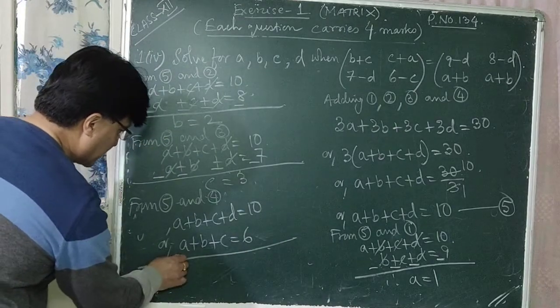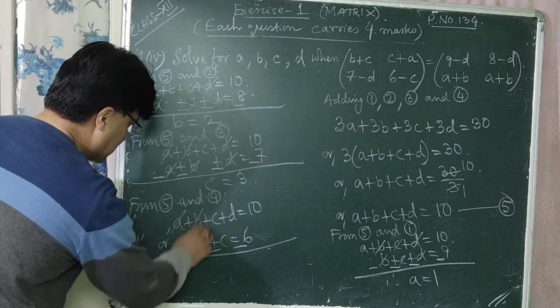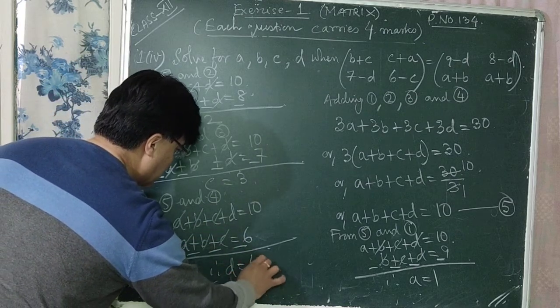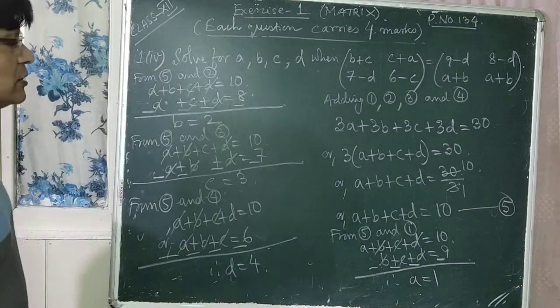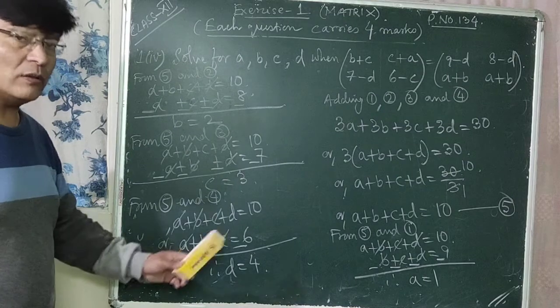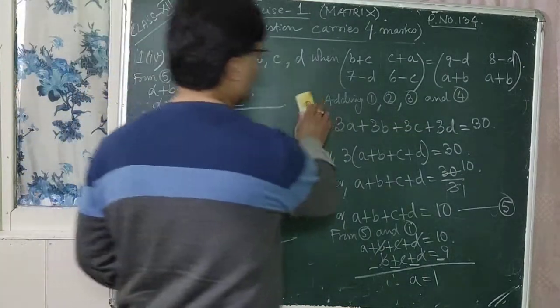So now let us subtract them. Minus, minus, minus, minus. A gets cancelled, B gets cancelled, C gets cancelled. So D is equal to 10 minus 6. It is 4. So we got all the values of A, B, C and D. So now let us write down the answers here.